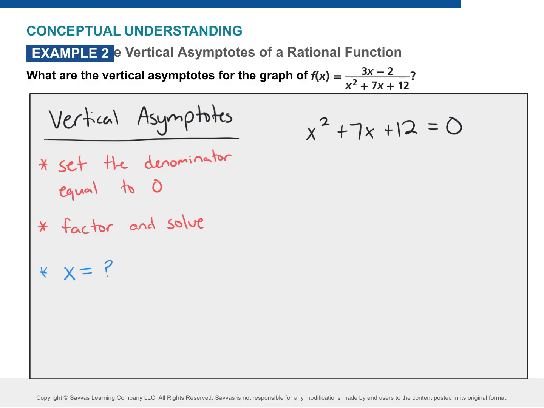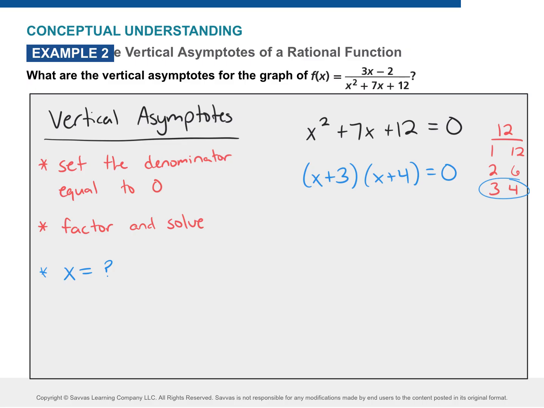How do I factor that? What does it mean by factor? Yep, find the factors of 12. What are my factors of 12? 1 and 12, 2 and 6, and 3 and 4. Which one of those pairs will get us to 7? 3 and 4. So remember, when we find our factors, we can just rewrite x plus 3 and x plus 4, remembering that we still have it equal to 0.